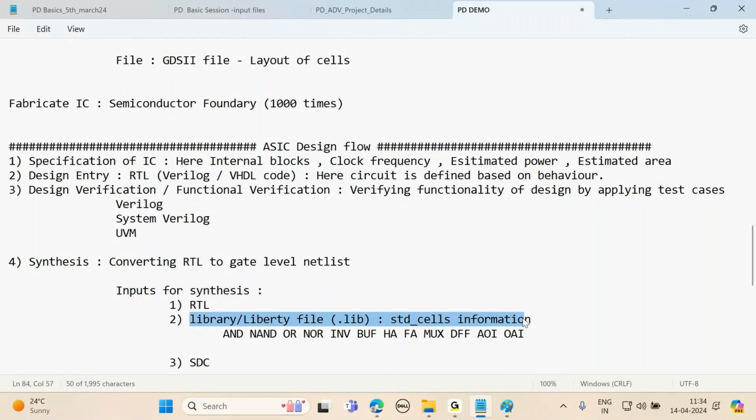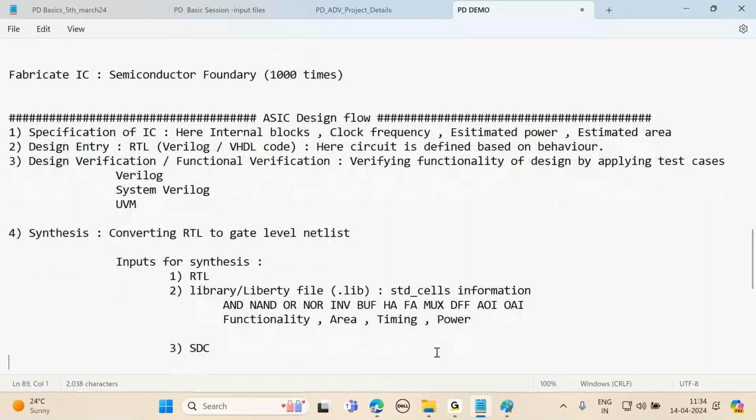What information will you be having? You will be having timing, functionality, and area. What is the area of the layout of these cells? How much area are these cells taking? Timing means the cell delay. What is the cell delay of these cells? Then power. What is the power consumption of these cells? This information will be seen in the Liberty file. In the advanced PD classes, you will open this Liberty file. First, you will understand what the content of this file is.